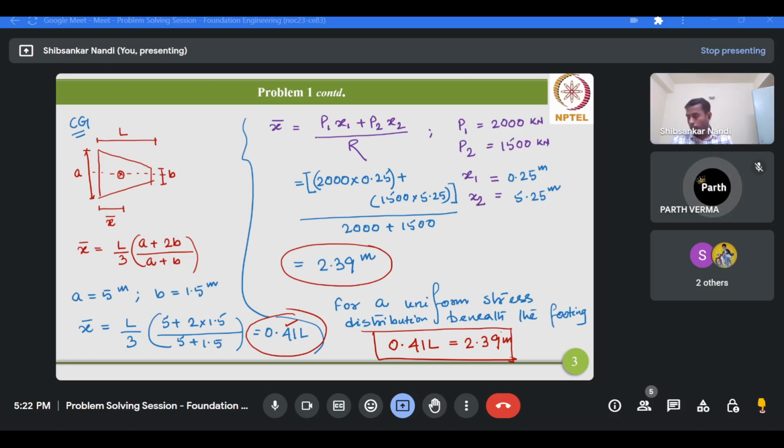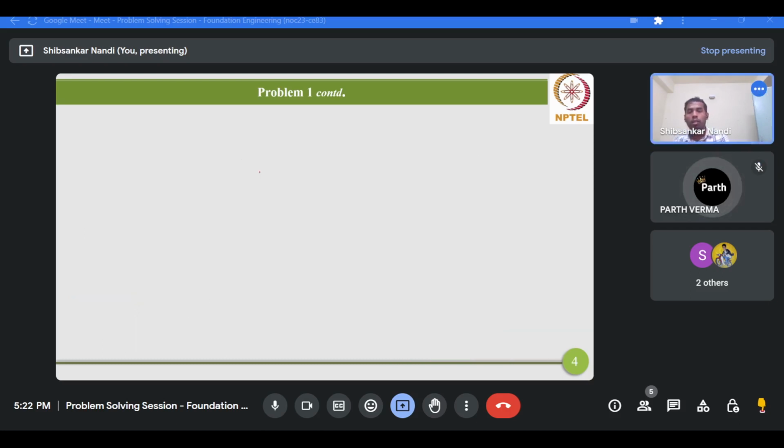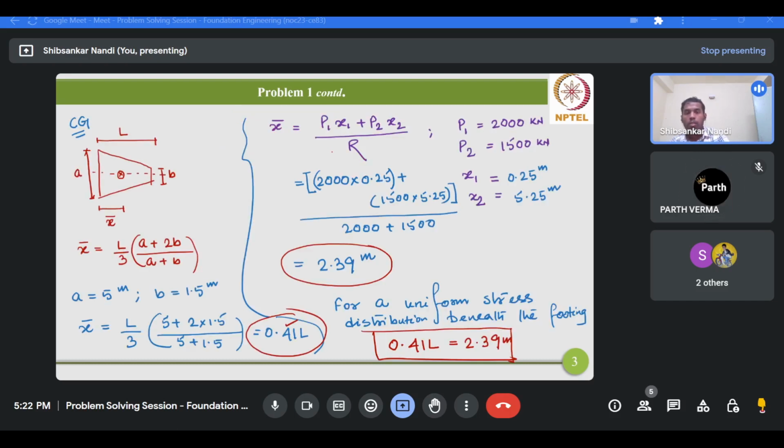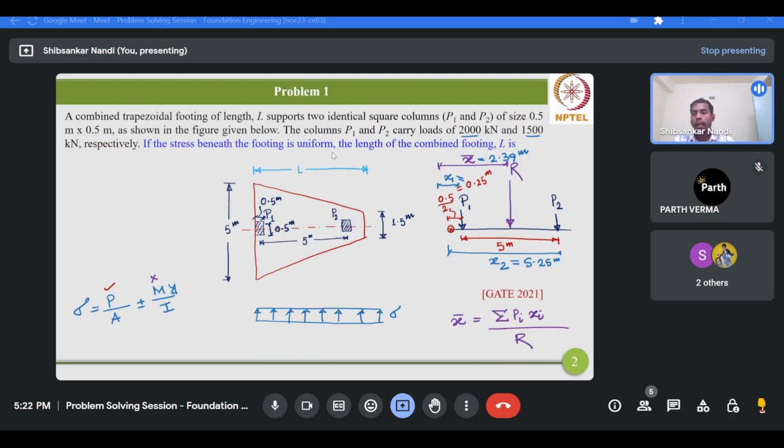5.829, so 5.83 meter. Yes, very good. This much length you should provide to get a uniformly distributed stress distribution beneath the footing. So it's very simple and straightforward.